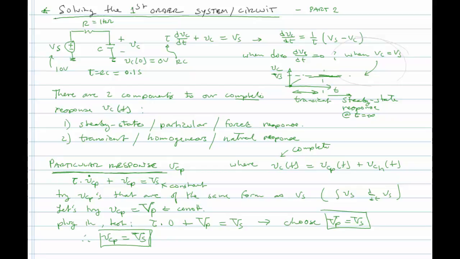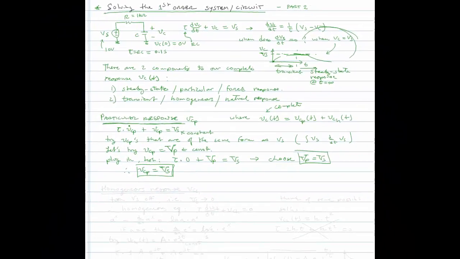In fact, we haven't really discovered anything new. We already found back here that that was going to be the case. Okay, now we need to find how the system moves from an initial condition to that steady state value. So we need to find what we call the homogeneous response, VCH. Now, in this case, we are not looking at how the system responds to Vs being there. So in fact, we're going to turn Vs off.